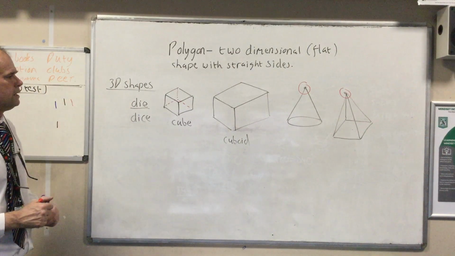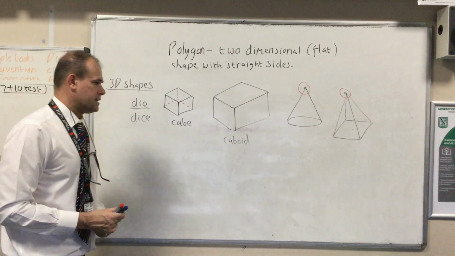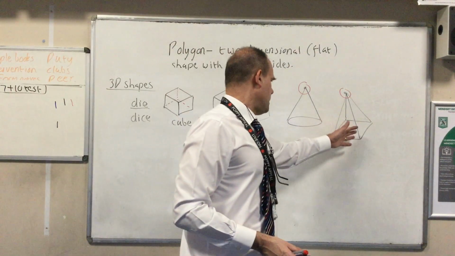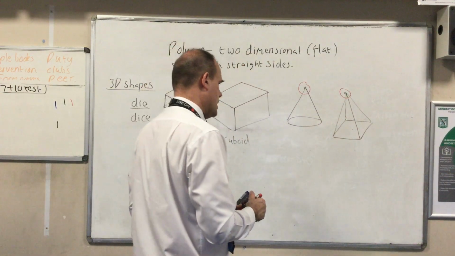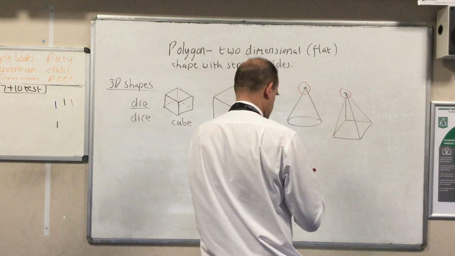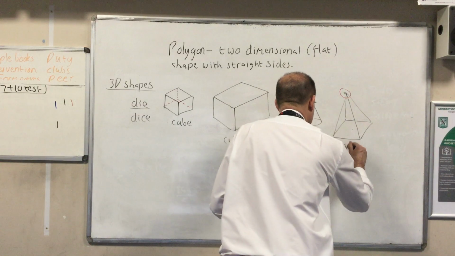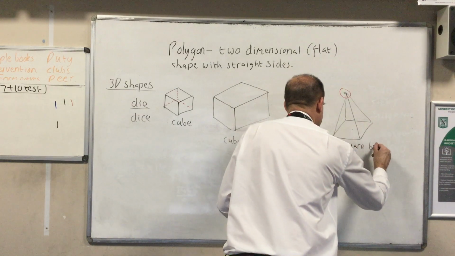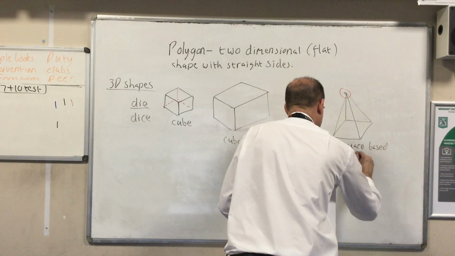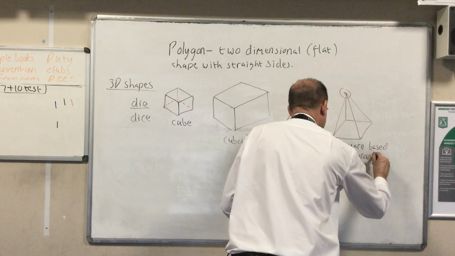Pyramids go right up. And obviously the name comes from the base. So if it's a square base, it's called a square base pyramid. If it's a rectangle, it's called a rectangular base pyramid, yeah? Okay? So that's called a square based pyramid. So pyramids are the ones which go up there.